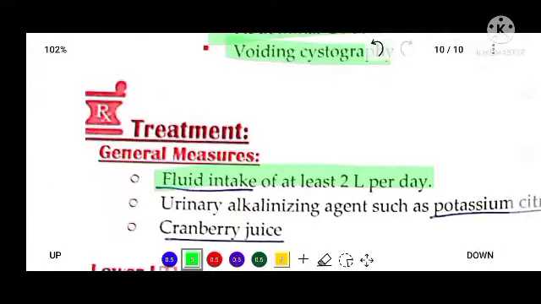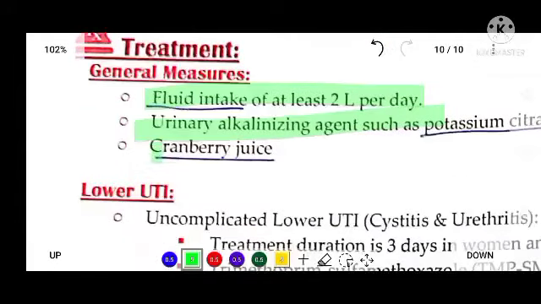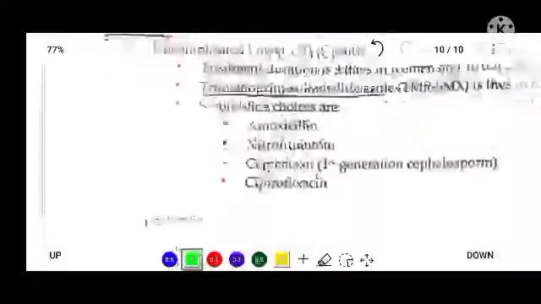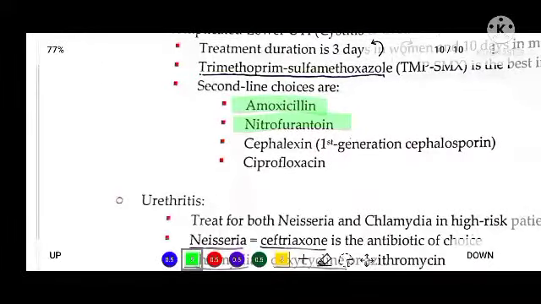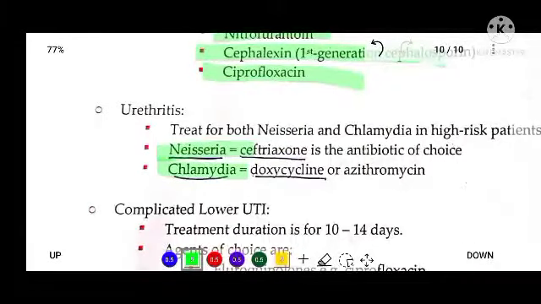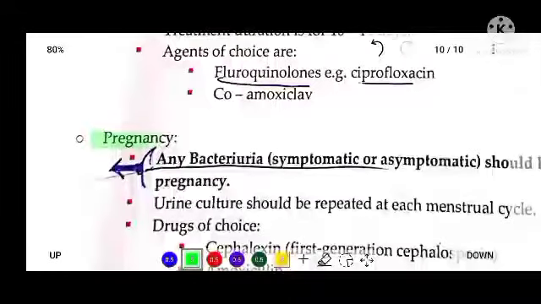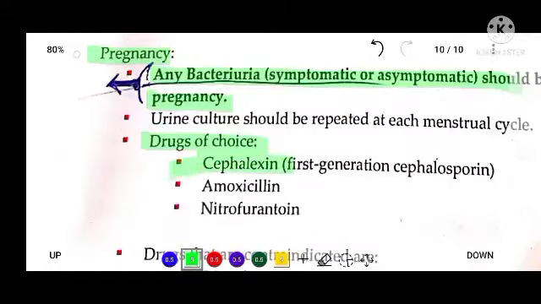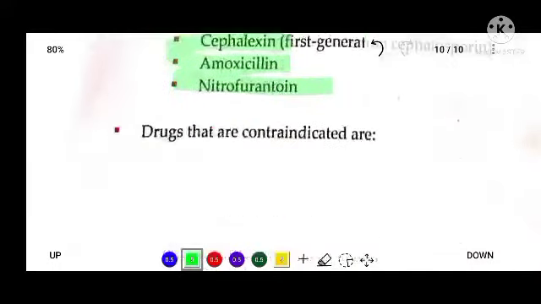Treatment will be fluid intake and urine alkalinization with potassium citrate and cranberry juice. Amoxicillin, nitrofurantoin, cefalexin, and ciprofloxacin should be given. Urethritis due to Neisseria and chlamydia is treated accordingly. And in pregnancy, any asymptomatic bacteriuria will be treated. Drugs of choice are cefalexin, amoxicillin, and nitrofurantoin.